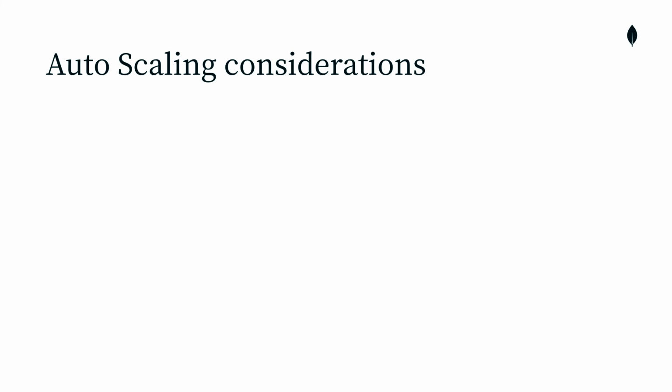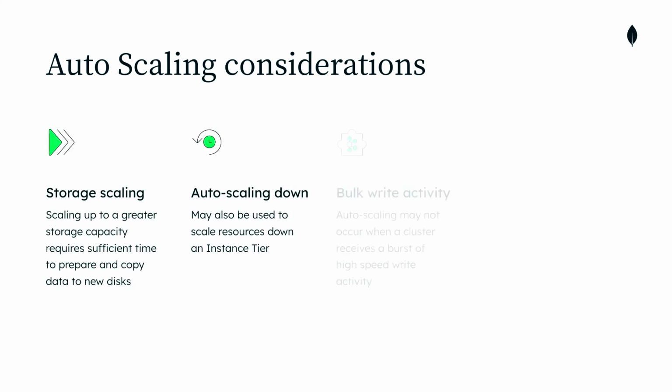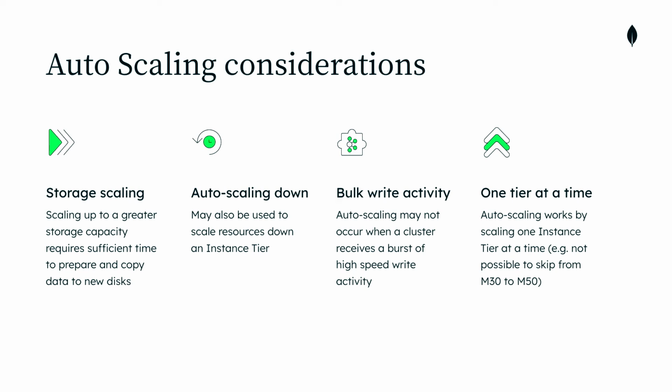There are some considerations with autoscaling, and nearly all of them are due to the fact that autoscaling is not an instantaneous thing. If you're using storage, scaling up to a greater storage capacity requires a sufficient amount of time for us to work with the underlying cloud providers to actually prepare and copy data to move to the new disks. And so if you're trying to provision for maybe burst write workloads where you want storage capacity to scale up, I don't think autoscaling is the best fit for that. Autoscaling is a better fit for more sustained utilization scaling.